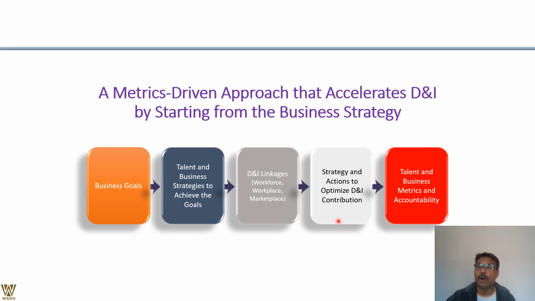Strategy and actions do optimize the diversity and inclusiveness contribution. Definitely, if your organization is almost like a replica of the society, probably it becomes much easier for the society to accept your product and your services, and they might be able to identify themselves with your organization. And that is what we are looking at as far as talent and business metrics are concerned.